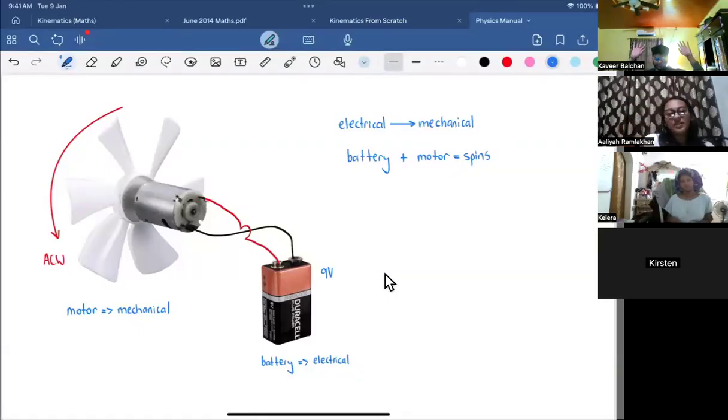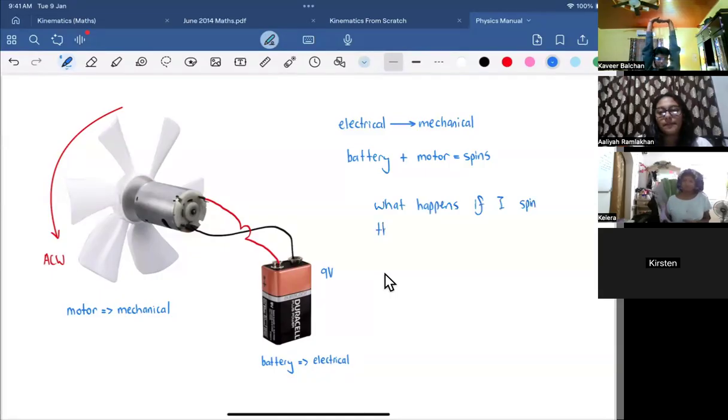You have a battery plus a motor, it spins. So if I spin the motor, what do you think happens? And it doesn't have a battery. So what happens? So what happens if I spin the motor? And it will stop at some point because it doesn't have any power in it. Well, yeah, it will stop at some point.